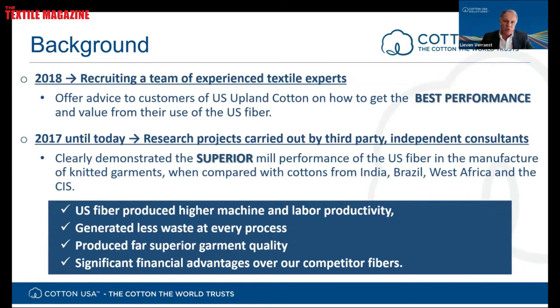As I explained before, and also in the presentation from Peush, from 2018 on, CCI started a number of research projects, which were done by third-party consultant companies. These studies have clearly demonstrated the superior mill performance of US cotton fiber in both knitted and woven fabrics when compared with other cottons on the market, such as Indian cotton, Brazilian cotton, West African cotton, and Pakistani cotton. We have seen that US fiber does not only produce higher machine and labor productivity, but it also produces less waste, which is finally important for the cost and the profitability of a textile mill.